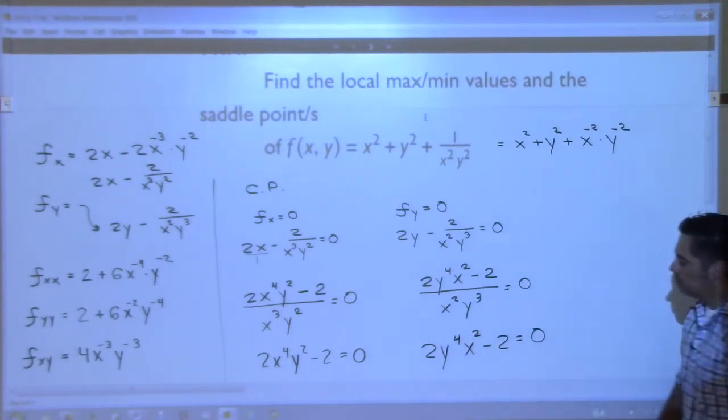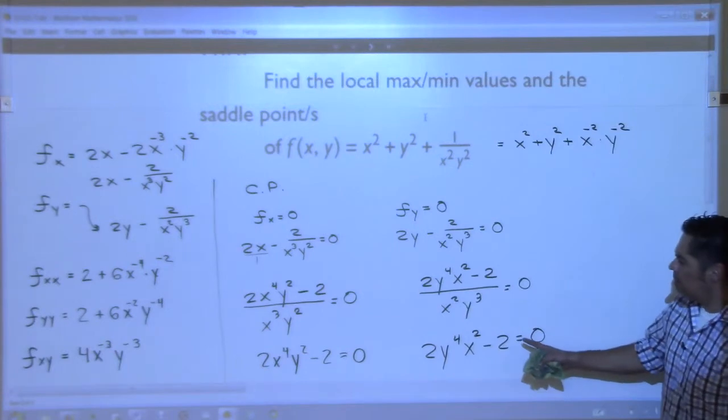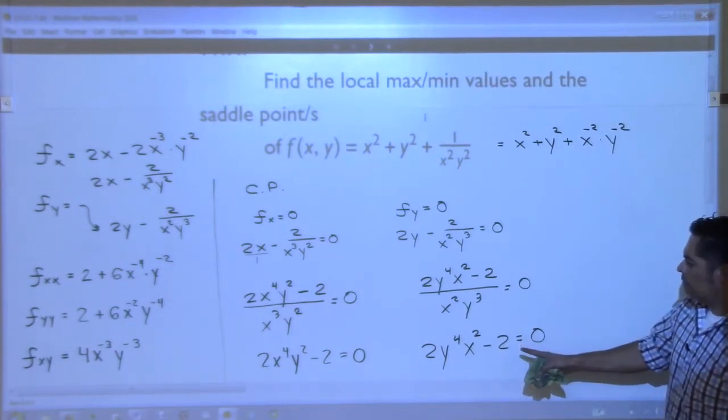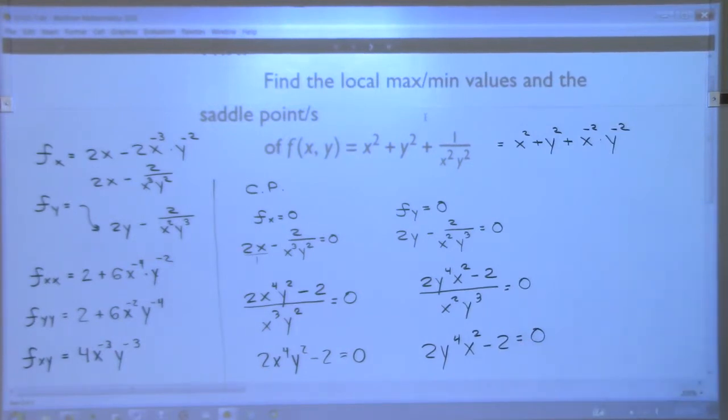Wait, x squared or x cubed? No, it's x squared. Sorry. We're okay? Yeah. Y'all follow me? I'm working both of them at the same time.